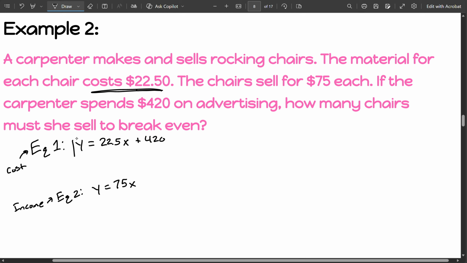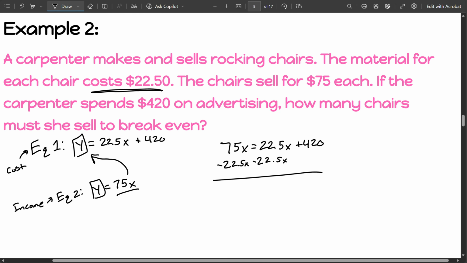I see a y up here, and I see a y down here, which equals 75x. So I'm going to plug that in for y up here. I get 75x equals 22.5x plus 420. Subtract 22.5x from both sides, and we're going to get on the left 52.5x equals 420, and divide both sides by 52.5.